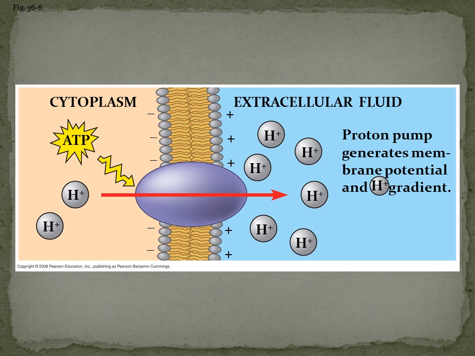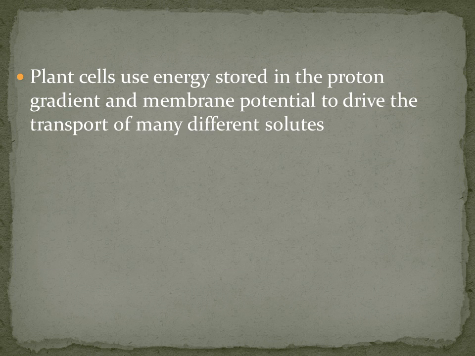So this is going to be pumping protons out of the membrane where they are already high, and that's going to make this area over here more acidic, and that is going to allow stuff to diffuse into the plant cell.